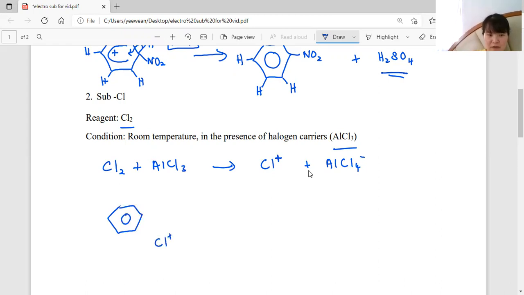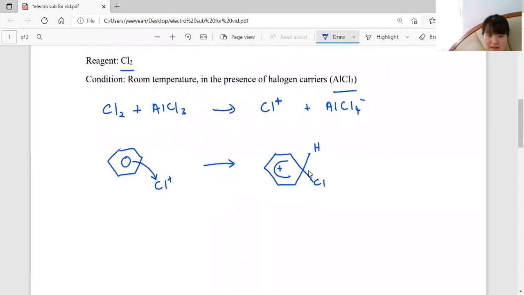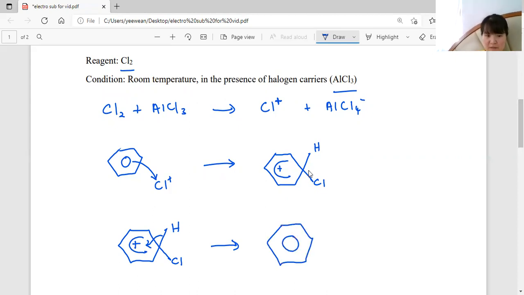The Cl positive loves the electron rich region of the benzene ring, and it's going to form this intermediate that looks kind of weird. The Cl, the H here, and I'm going to redraw that. The Cl, the H will return the electrons to recover the original system, and now H has been replaced by a Cl.